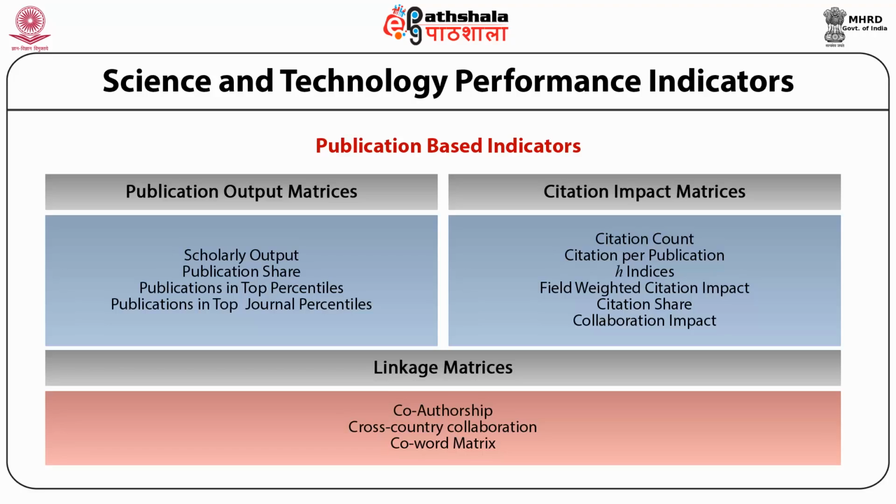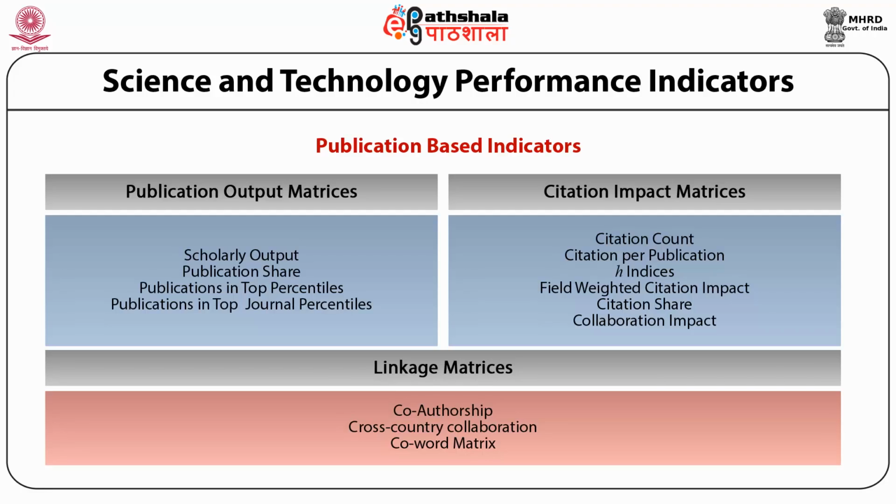As citations differ field-wise, some fields like biology, genomics, and medicine have high citations, and other fields like mathematics and astronomy have low citations. So, we use field weighted citation impact to normalize the field so that a proper citation impact can be derived.